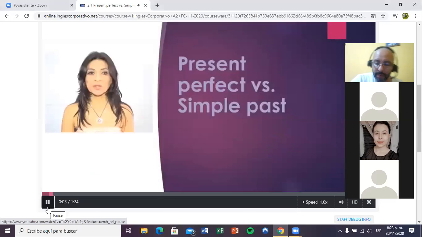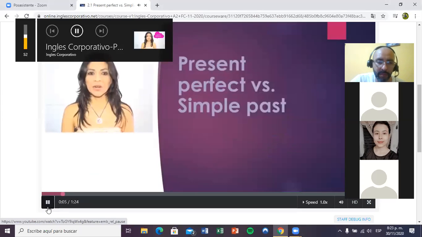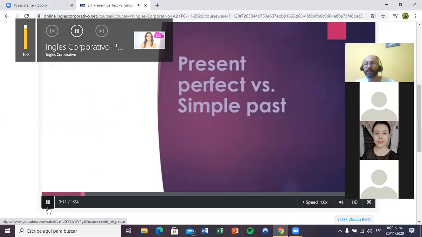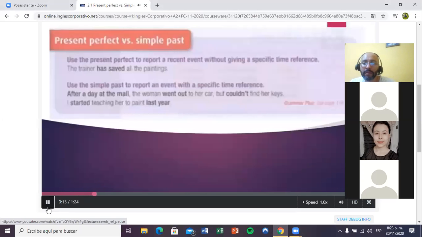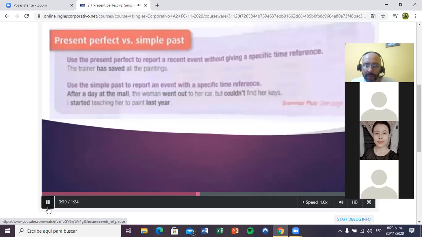Hi. Are you ready to use two tenses at once? Stay and learn how to use present perfect versus simple past. Present perfect versus simple past. Use the present perfect to report a recent event without giving a specific time reference. The trainer has saved all the paintings. Use the simple past to report an event with a specific time reference. After a day at the mall, the woman went out to her car but couldn't find her keys. I started teaching her to paint last year.